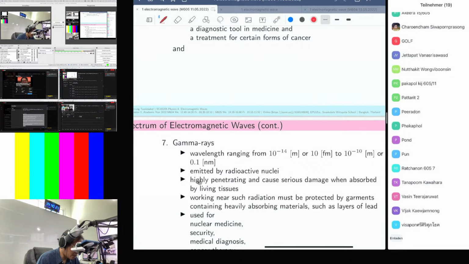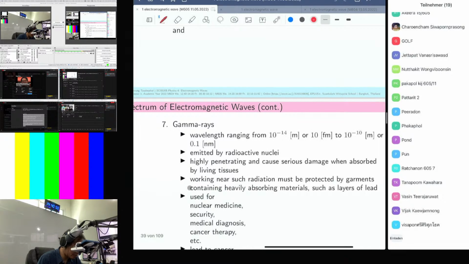What about the ability of the gamma ray? It can penetrate several meters. It can cause serious damage and be absorbed by living tissues. It's dangerous for us. If you absorb the gamma ray even for a short time, it's still dangerous. You need to get some treatment and so on.